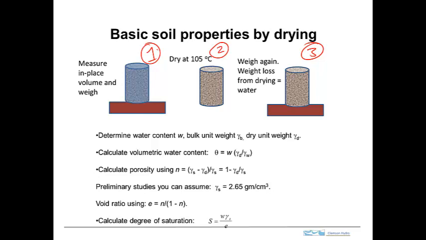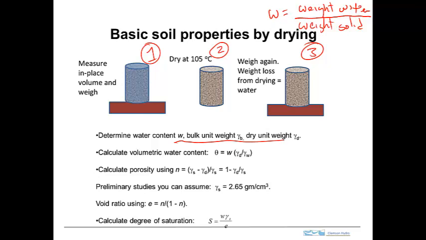And so from those data, we can determine these 3 things pretty easily. W, this is the weight of the water taken as a ratio to the weight of solids. And so we know that from this drying test. The bulk unit weight is the total weight taken as ratio to the total volume, and the dry unit weight is the ratio of the weight of the solids to the total volume.